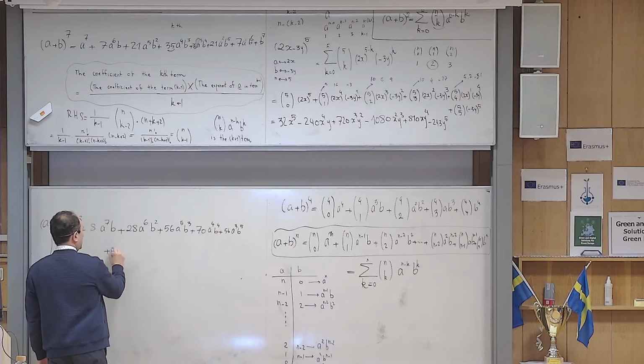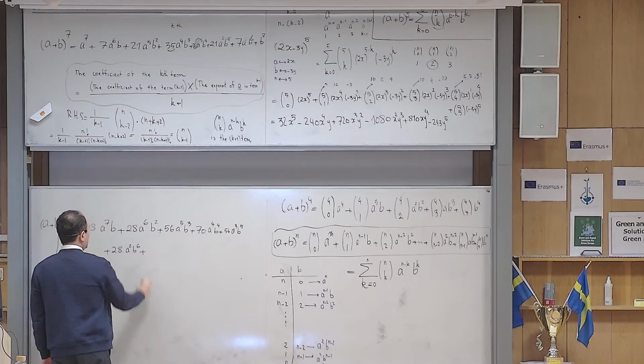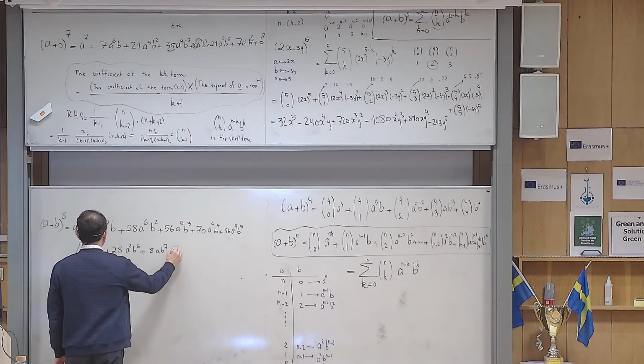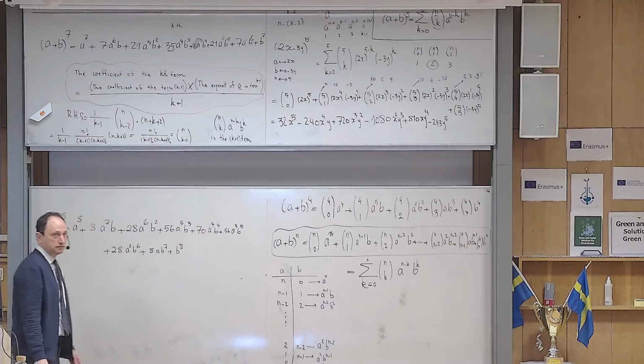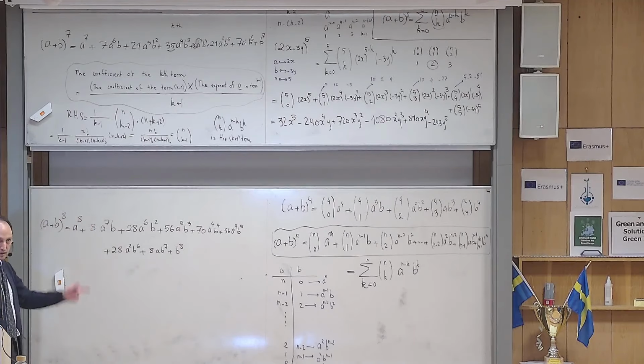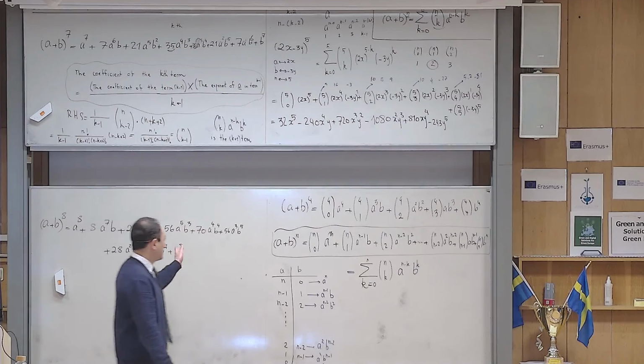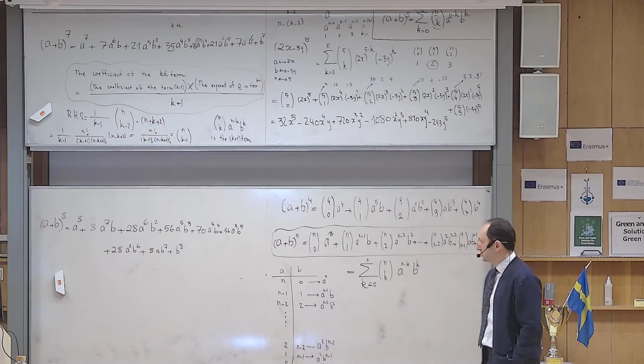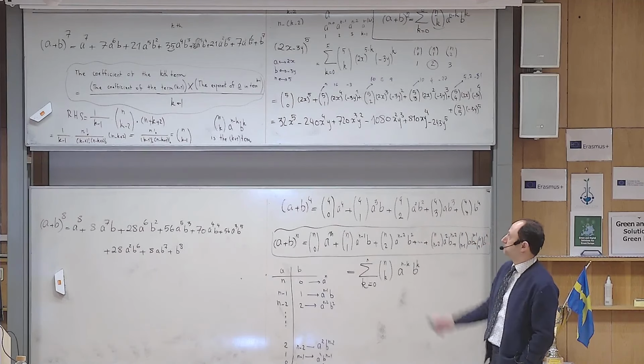Oh, no, sorry, it is 28. 28 is a2b6. And what is the next one? 8 is ab7. And what is the next one? b8. So it is faster if you want to do it, but that's up to you. This is not in the formula sheet, so if you want to use it, you have to have it in your memory. But that was the proof.